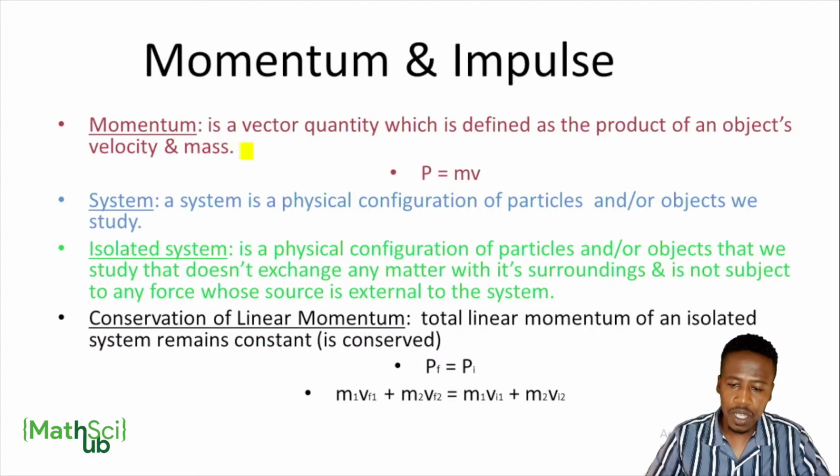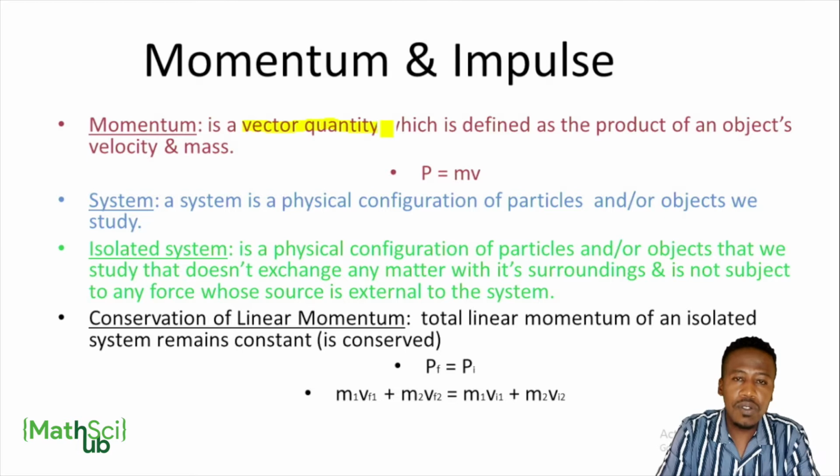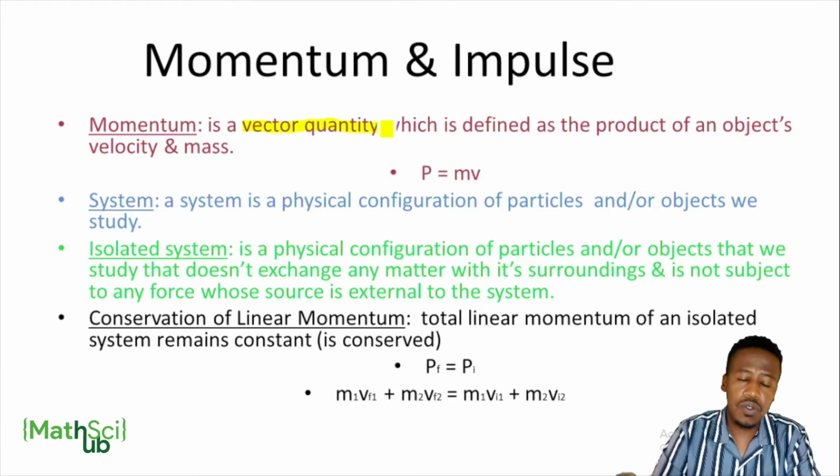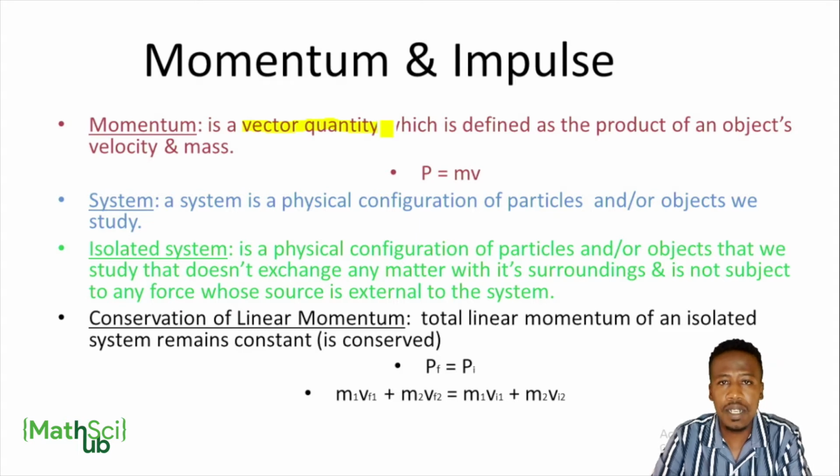the first definition that we are going to deal with is momentum, which says it's a vector quantity which is defined as the product of an object's velocity and mass. Now, what is important in this definition is, firstly, they say it's a what? It's a vector quantity. When you deal with vector quantities, what should come to mind? That whatever you get should have what? A direction, right? So in your final answer, it's very important to include the direction of the momentum or the momenta of whatever objects that you would be dealing with.